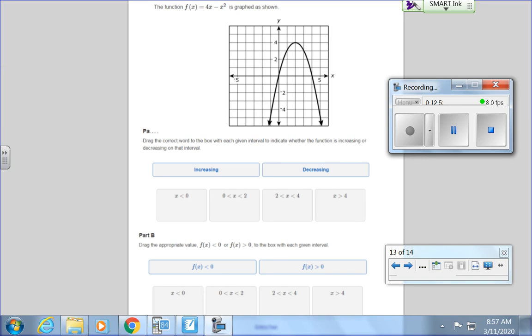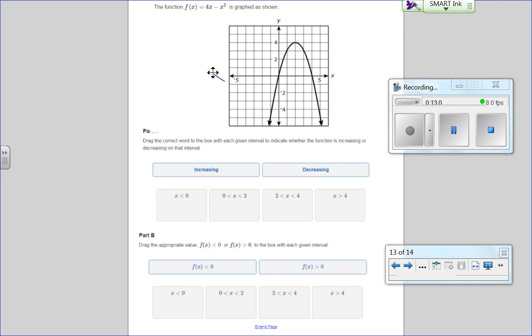Drag the correct word to the box with each given interval to indicate whether the function is increasing or decreasing on the interval. So these are all x intervals. We're really going to focus our eyeballs on our x-axis. Where x is less than 0, that would be down here, this segment of the parabola. Is the parabola increasing or decreasing in that segment? Decreasing. So you drag the decreasing box to here.